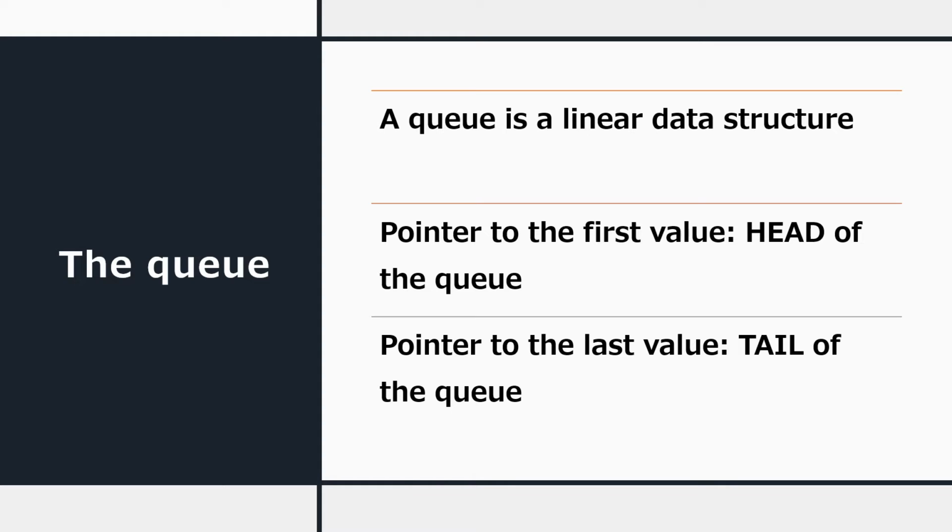Like the stack and the array, a queue is a linear data structure. It's implemented in an array. It has two pointers called the head and the tail. Sometimes people use front and back. I'm going to use head and tail. The head pointer points to the first value in the queue, and the tail pointer points to the final end value in the queue.